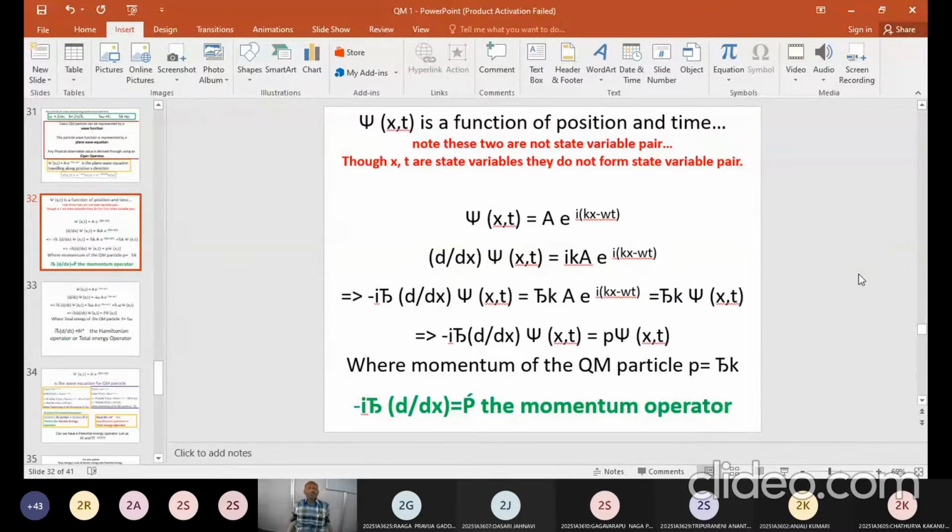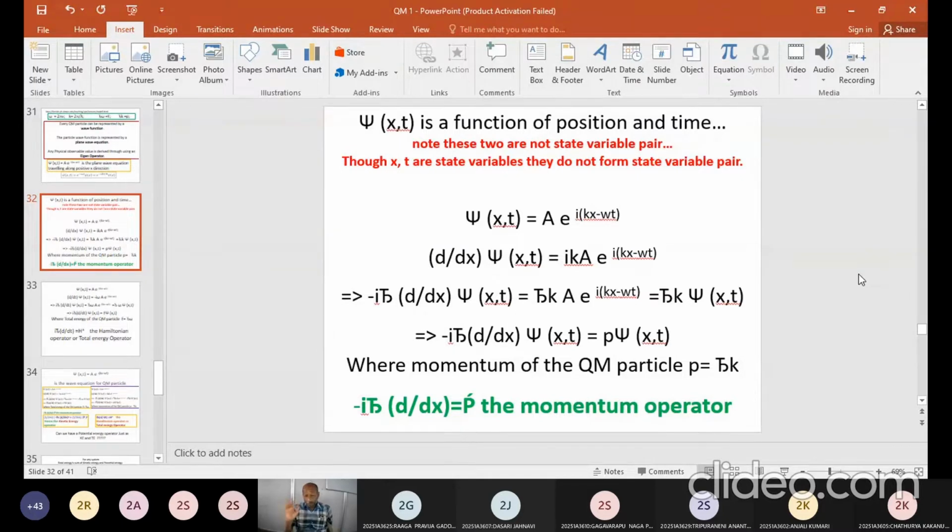If I ask you what is the operator for angular velocity, omega, what will it be?